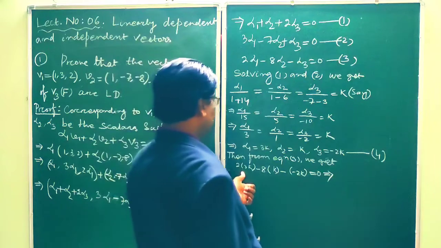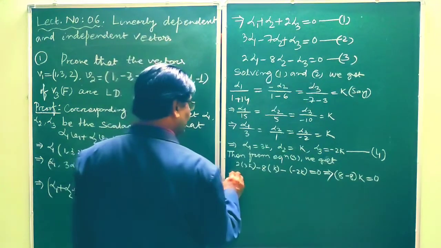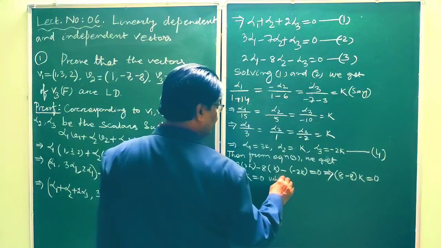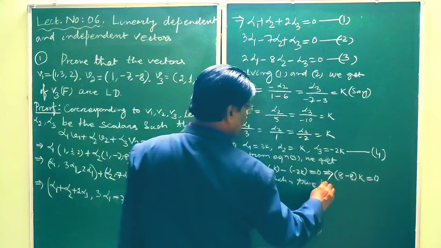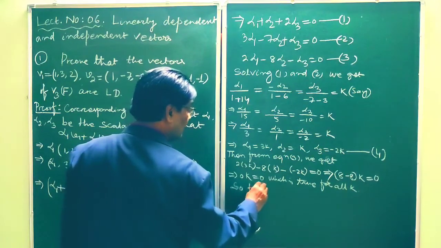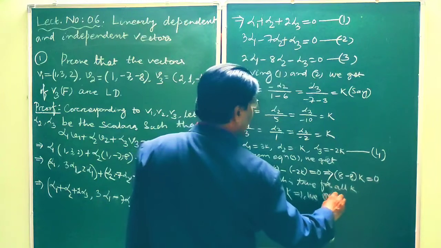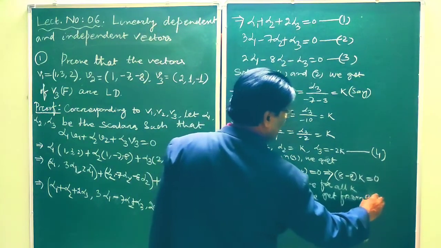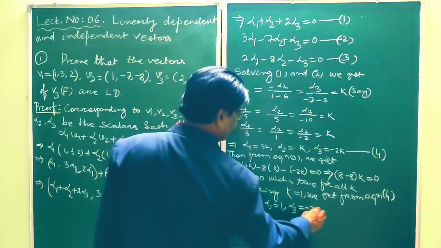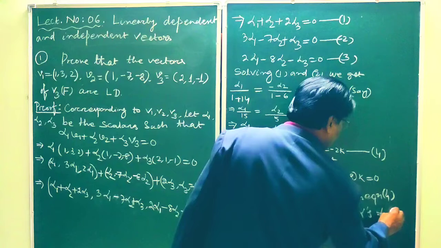This implies 8k minus 8k is equal to 0. This implies 0 into k is equal to 0, which is true for all k. So taking k is equal to 1, from equation 4, alpha 1 is equal to 3, alpha 2 is equal to 1, alpha 3 is equal to minus 2. So all alphas are not equal to 0.